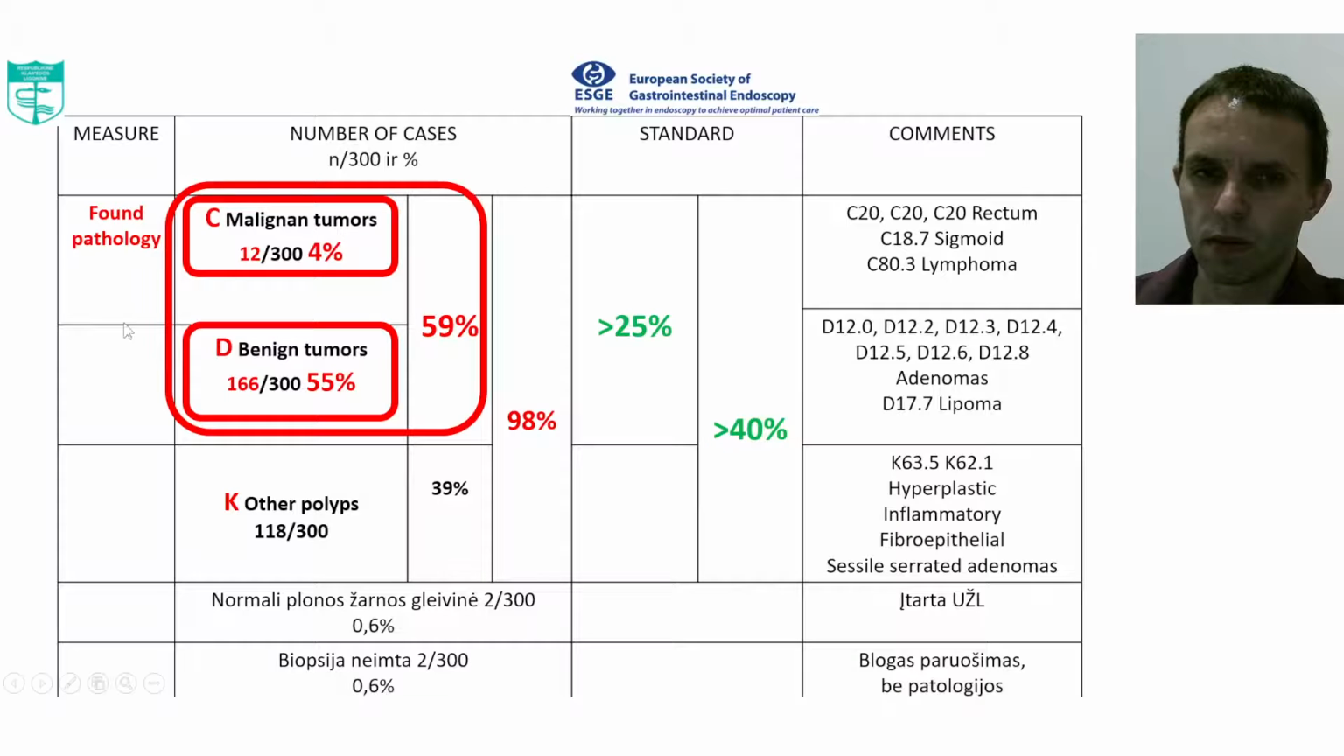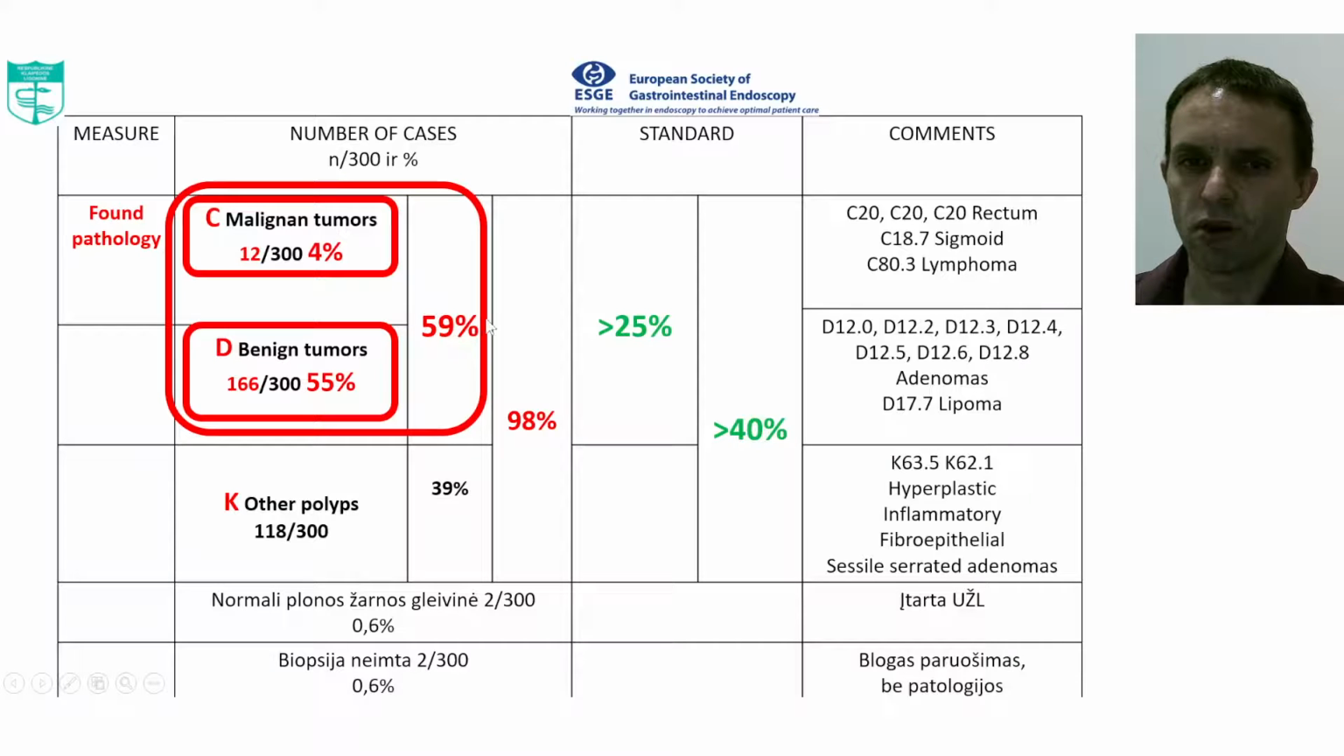And to sum up these results together, I may conclude that we found totally 178 patients from 300 patients who had pre-malignant or malignant lesions. It is 59% of all our performed colonoscopies. One cancer was lymphoma, and one finding, which usually is considered pre-malignant, was lipoma.